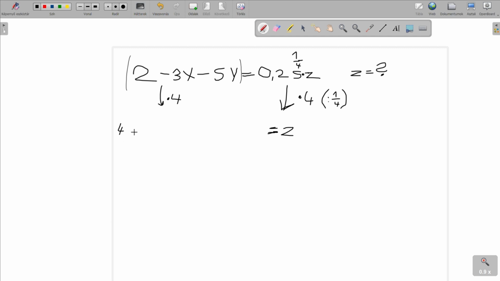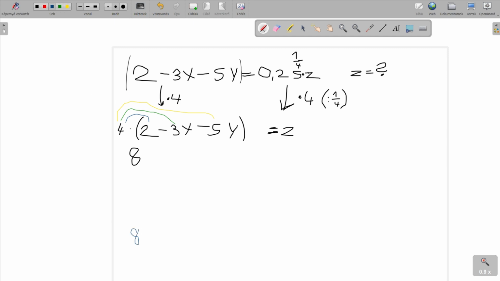And on the left hand side, we will have 4 times this entire thing, 2 minus 3x minus 5y, that's equal to z. And then we can just expand it. Something that, if you don't know it, will make your life a lot harder: we have a thing called the distributive property, which is just a fancy name for expanding this expression in the parentheses.